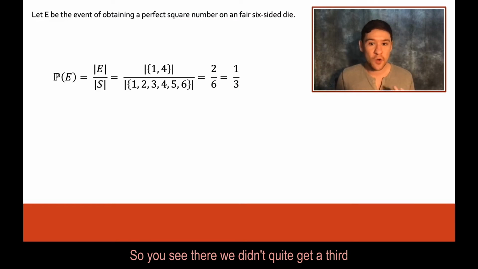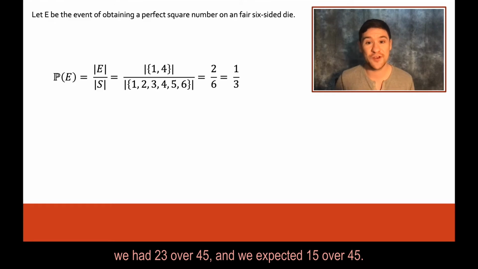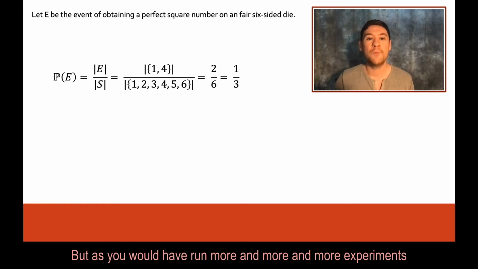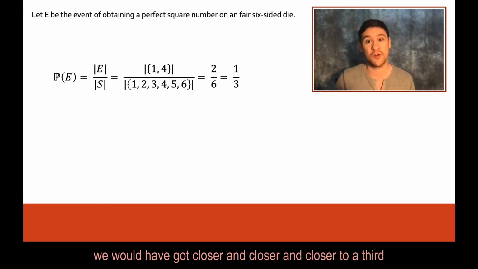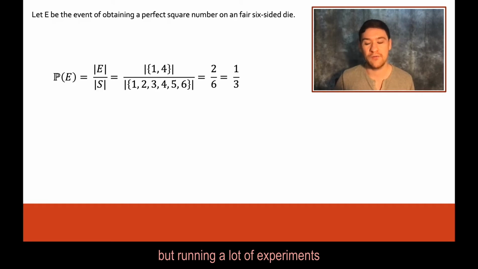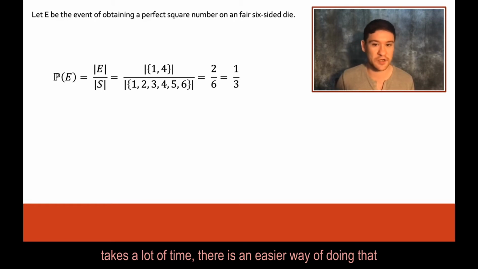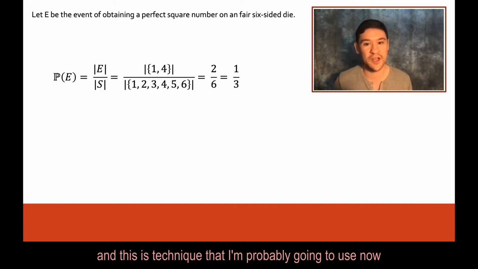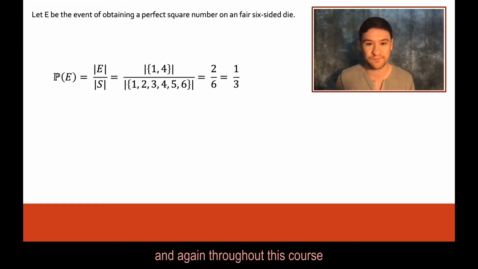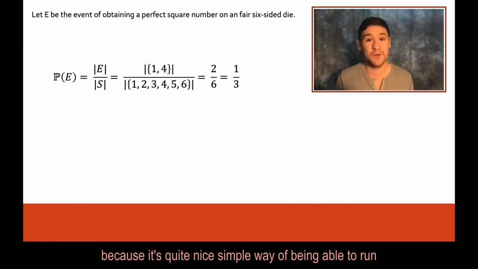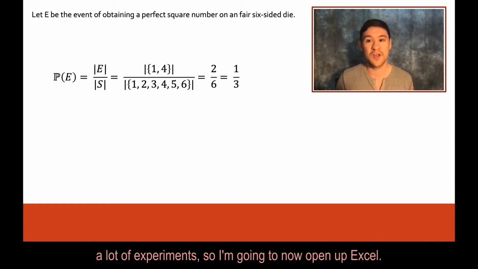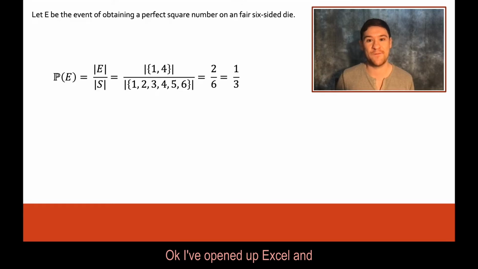So you see there, we didn't quite get a third. We had 23 over 45, and we expected 15 over 45. But as we would have run more and more and more experiments, we would have got closer and closer and closer to a third. But running a lot of experiments takes a lot of time, but there is an easier way of doing that. And this is a technique that I'm probably going to use now and again throughout this course, because it's quite a nice simple way of being able to run a lot of experiments. So I'm going to now open up Excel.